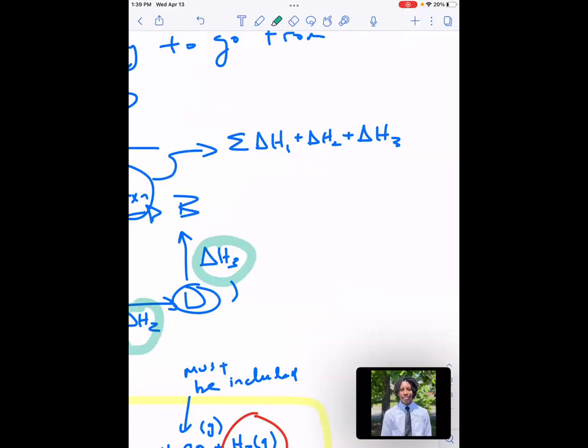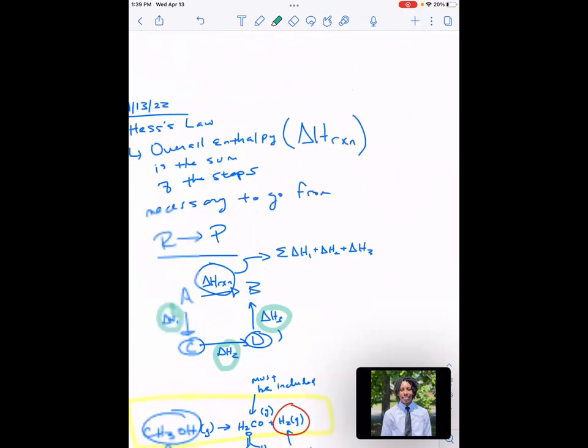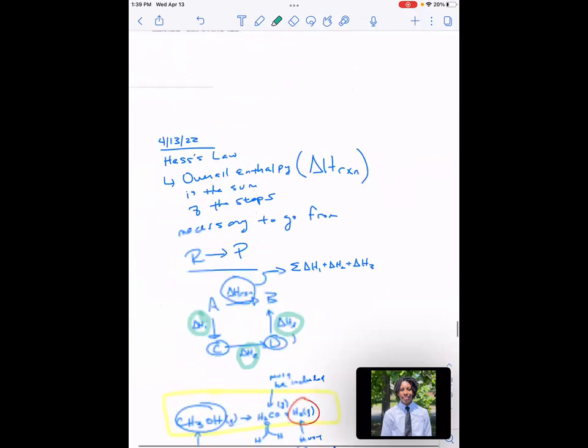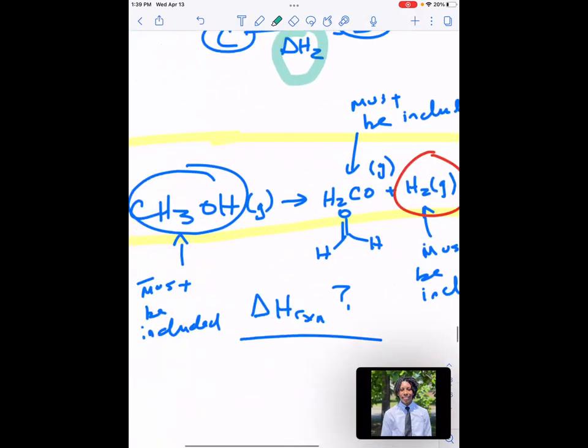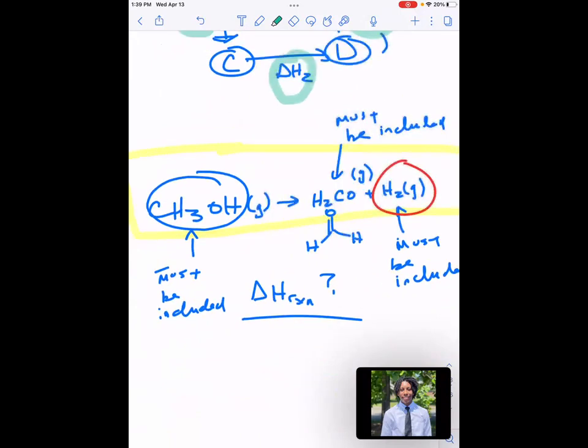And so when we think about how to apply this, let me show you how this works, right? So basically, the overall enthalpy is the sum of the enthalpies of all your steps. So if we have a reaction like this, where we take ethanol and we're converting it into formaldehyde and hydrogen gas. All right, those are my two products. Ethanol is my starting material, right?